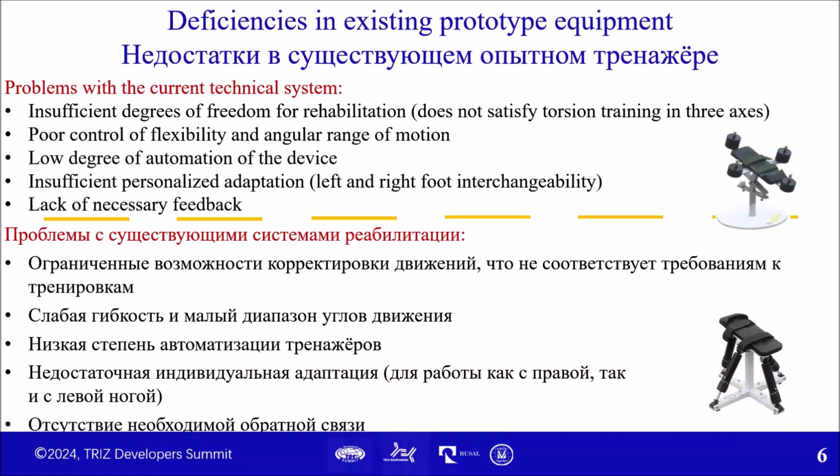Insufficient degrees of freedom for rehabilitation means it does not satisfy torsion and tilting in 3 axes for control of flexibility and angular range of motion. Low degree of automation of the device. Insufficient individual adaptation. Left and right foot interchangeability. Lack of necessary feedback.